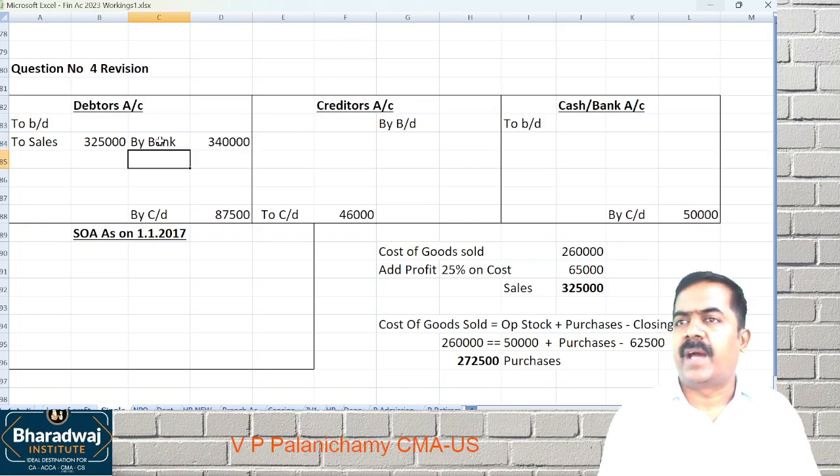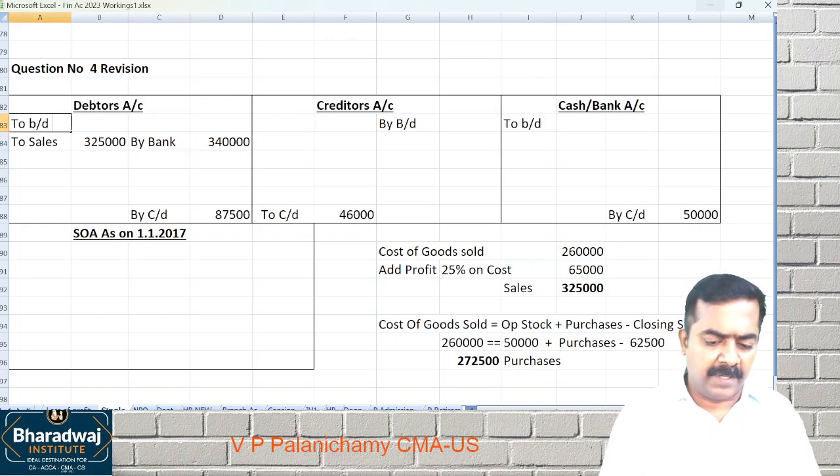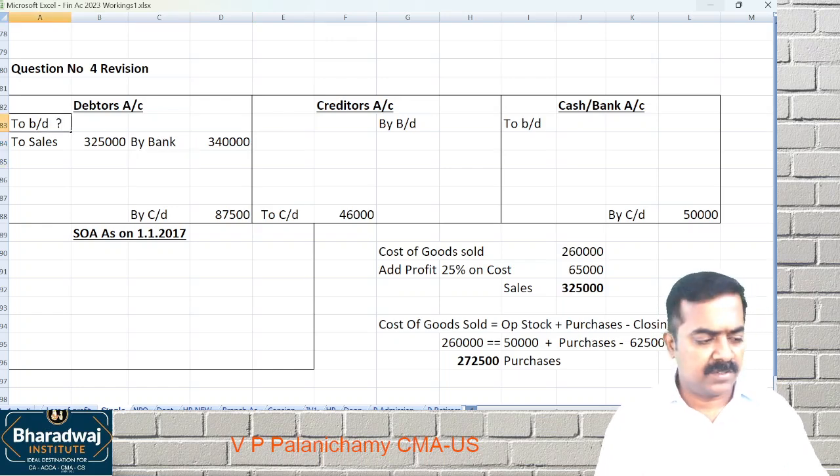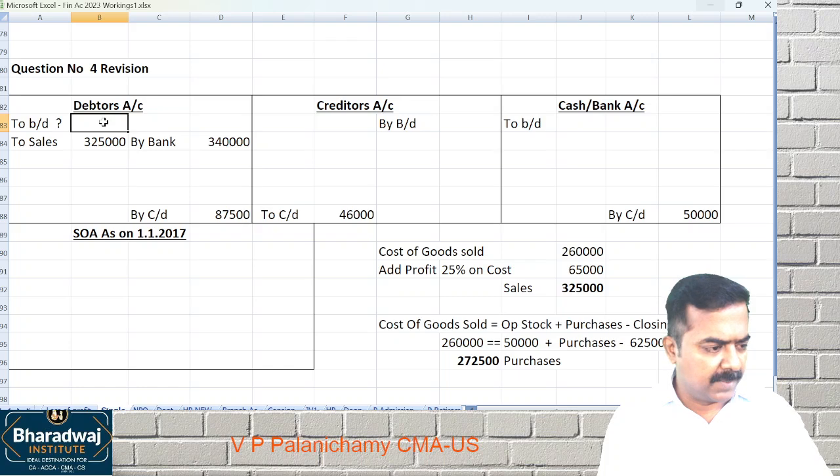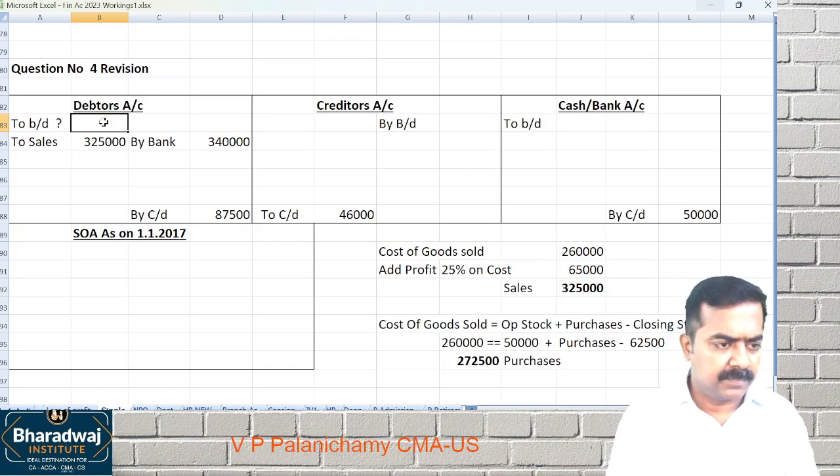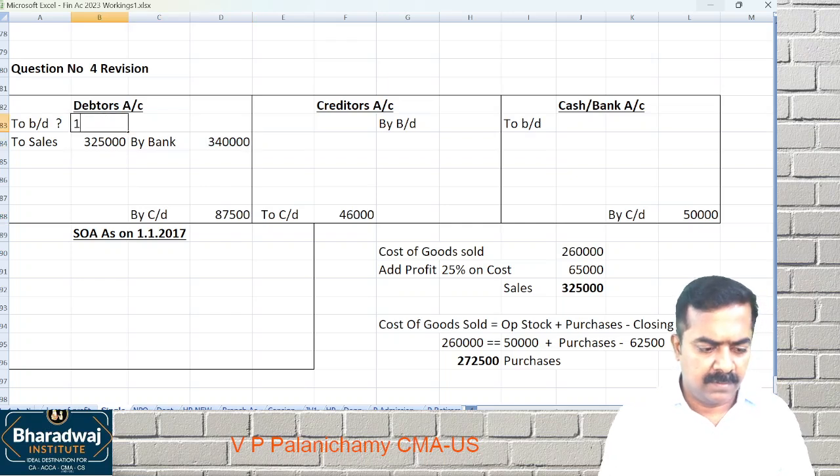Any discount, bad debts, sales returns? So opening balance, we'll get it as a balancing figure. Opening balance, we'll get it as which one? A balancing figure. What is a balancing figure? 87,500 closing balance. Collection is 3,40,000 minus 3,25,000. So this opening balance, we get it as a balancing figure.